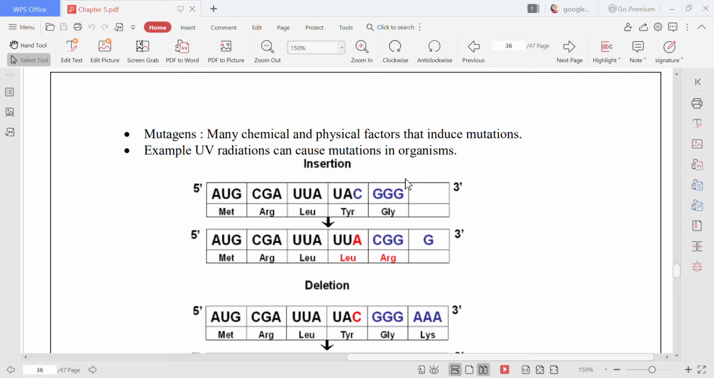So children, mutations are basically a process in which there is a change in the genetic code, or a change in the genes, the positioning of the genes. Now, there could be many reasons for that change, children. There may be some chemical reasons or some physical factors due to which these mutations have been induced. Those chemical and physical factors are called mutagens. Like UV radiation is a physical mutagen, okay, which can cause mutations in the organisms.